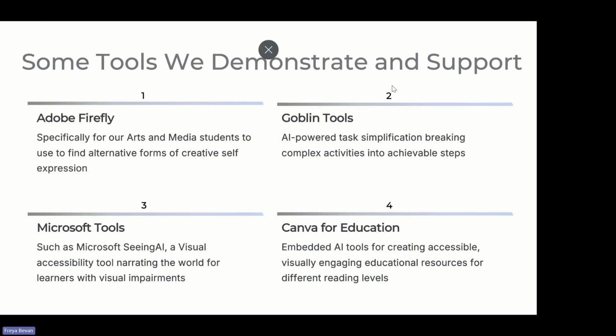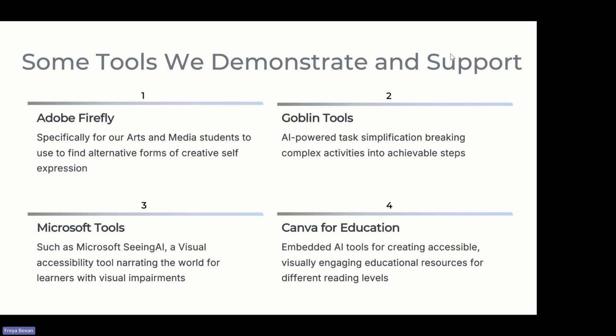Okay, so just going to some tools that we have demonstrated and supported learners with. For instance, Adobe Firefly is one tool that we have explored specifically for our arts and media students to use and find alternative forms of creative self-expression, as well as Canva for Education, as mentioned before, where through the Magic Write tool, for instance, it can really change the reading level for those learners to whatever is appropriate for them.